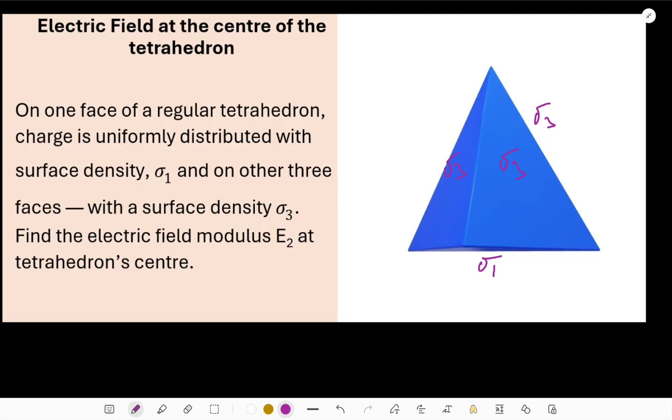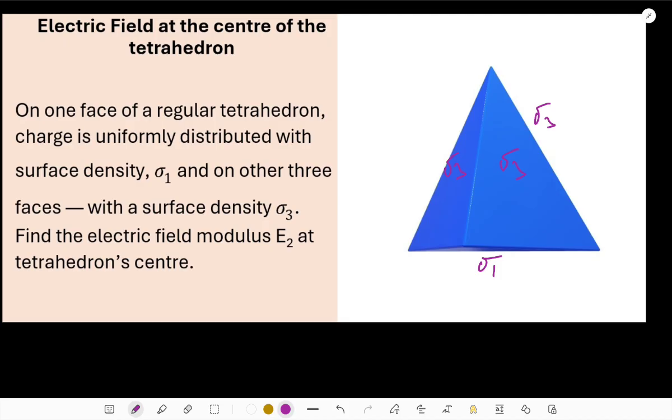And we know that the closed surface of the tetrahedron subtends a solid angle of 4 pi at its center. So any of the surfaces of the tetrahedron is going to subtend a solid angle of 4 pi by 4 at its center, 1 quarter of the net solid angle at its center.